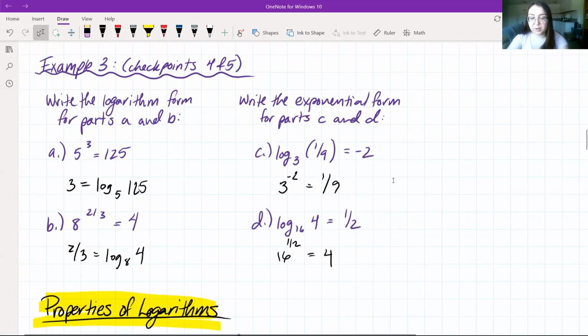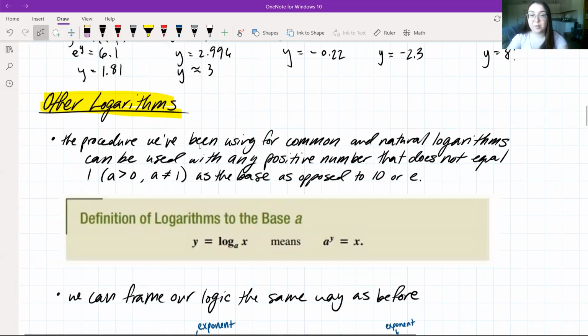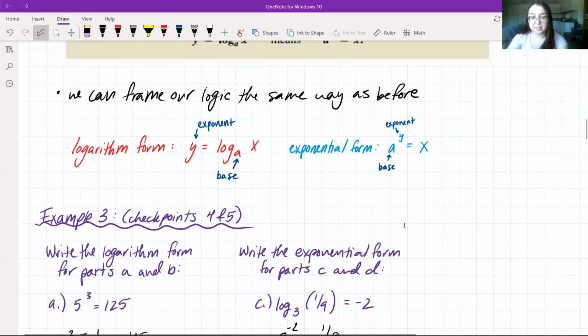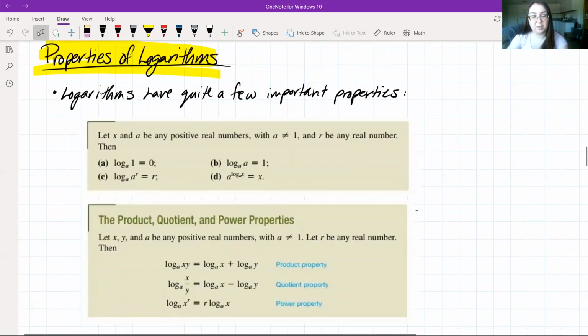All right, so now that we've learned a few different forms of logarithms, we have our natural log, our common log, and now we have just our other logarithms with various bases. And we know our logarithm form and our exponential form. We're going to move on to the properties of logarithms. Logarithms have quite a few very important properties that will come up many times throughout mathematics.